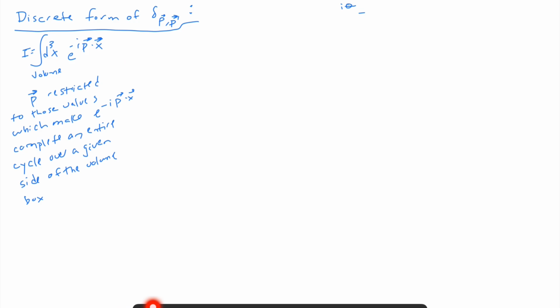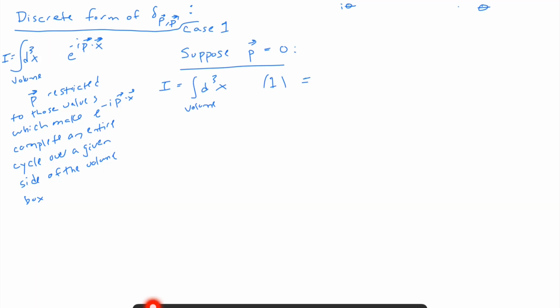There's a discrete form of this, which becomes important as well. Let's look at this integral, over all of our volume, let's say over our experimental box, of d^3x e to the minus ip·x. Let's try to figure out this integral. Let's just think of two cases.